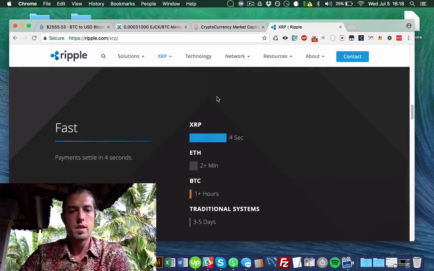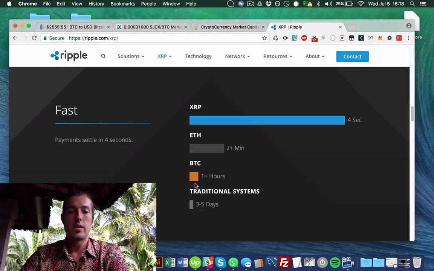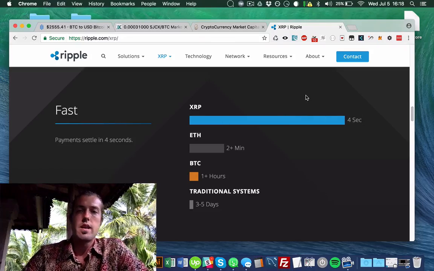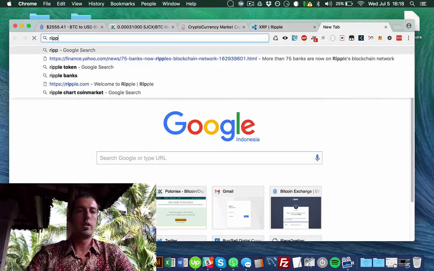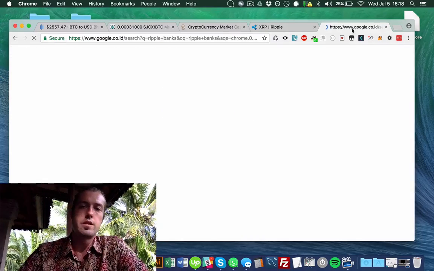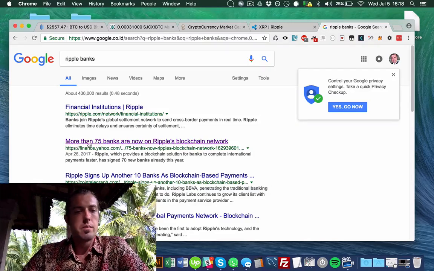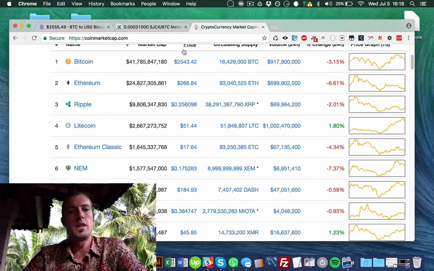And the big benefit is that it's actually not really decentralized, and so it can move money around very quickly, where Bitcoin takes an hour, Ether takes 2 minutes, Ripple takes 4 seconds. And if you did a little more research, you could see that Ripple's been adopted by 75 or so major banks. And that is probably the reason why it's the number 3 market cap on here.